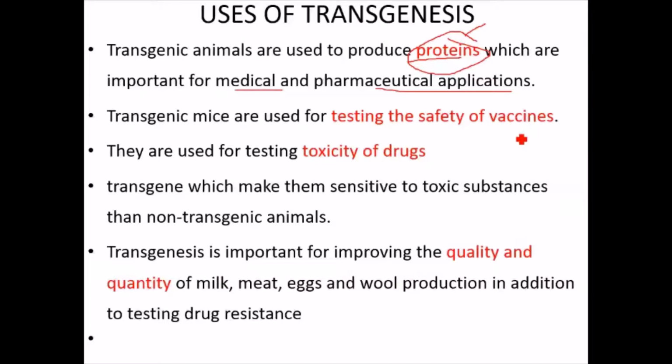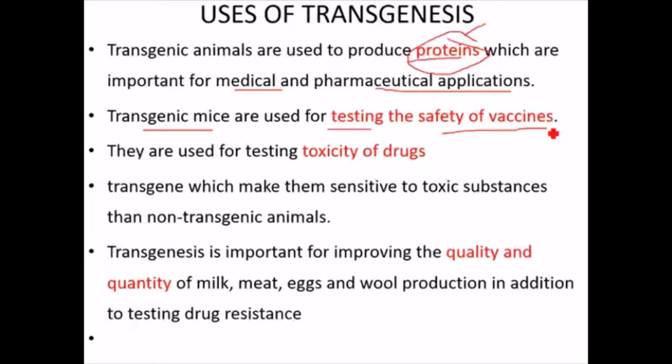Whereas transgenic mice are used for testing the safety of vaccines. If you find any new vaccine against any disease, use the mice as a host to test the safety of the vaccine. Then testing of toxicity of the drugs. Any vaccine, any drug, anything you found new, before giving to the human being, use the transgenic animals as a host in which it should be properly tested, then only it is transferred to the human being.